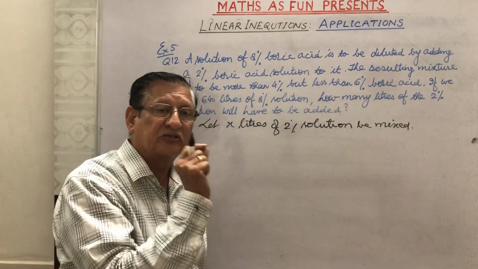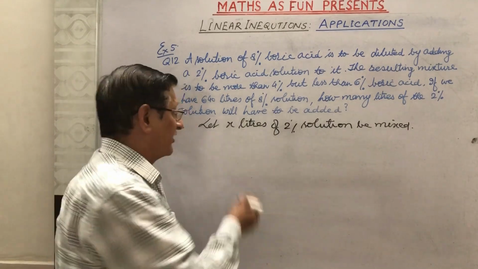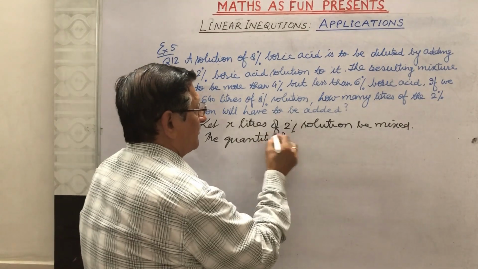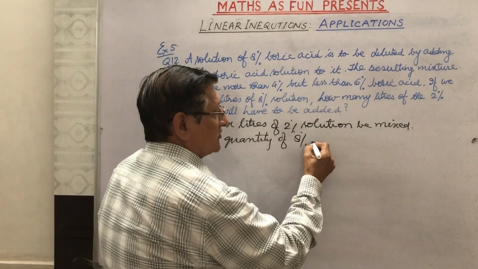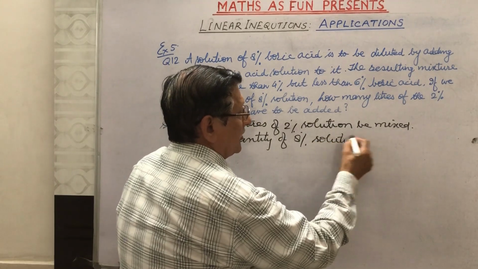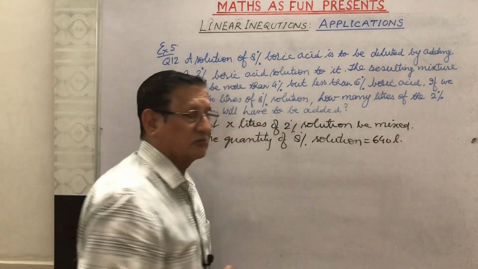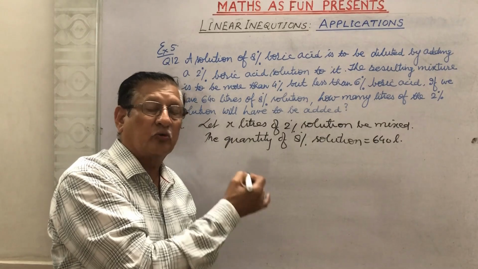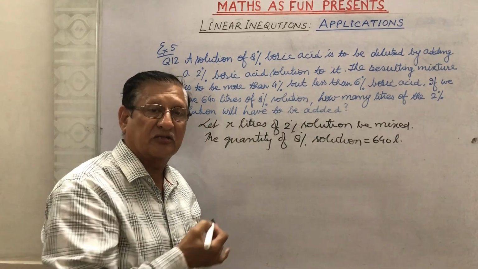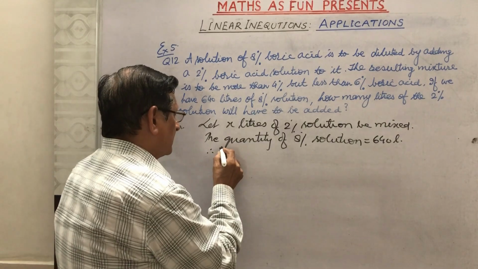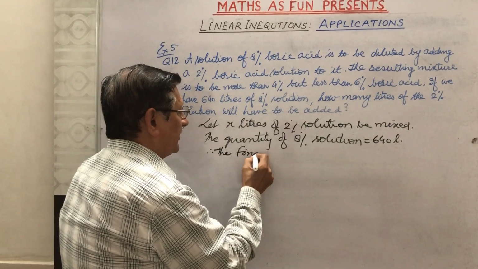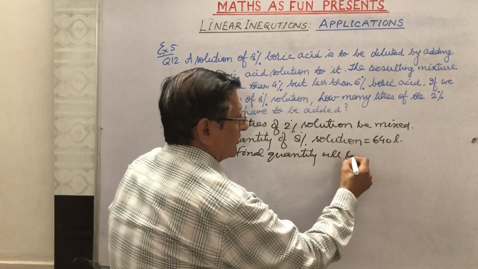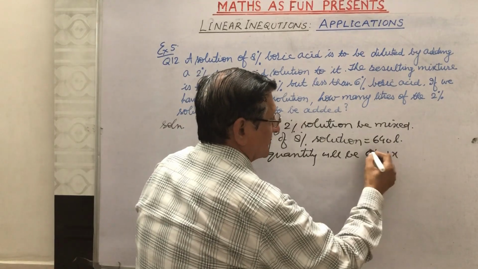The quantity of 8% solution is 640 liters. So we write the quantity of 8% solution is equal to 640 liters. Therefore, the final solution will have the quantity 640 plus x liters. Therefore, the final quantity will be 640 plus x liters.